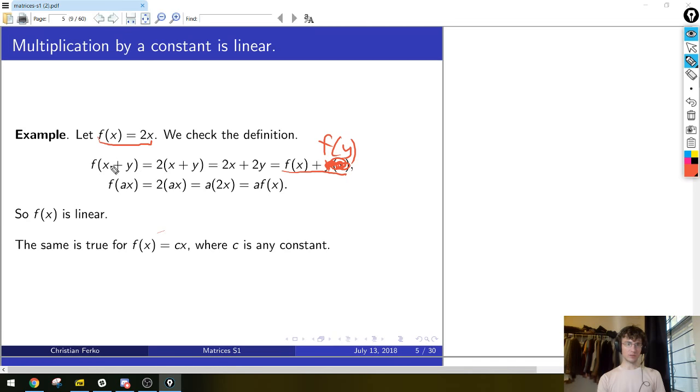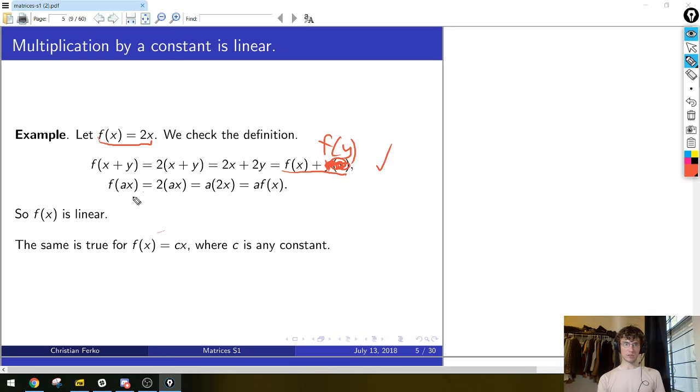So if you apply the function to x plus y, the function just multiplies by 2. So f of x plus y is 2 times the quantity x plus y. We can distribute the 2. That's 2 times x plus 2 times y. But that's the same as f of x plus f of y, because f of x is 2x and f of y is 2y. So the first property is good.